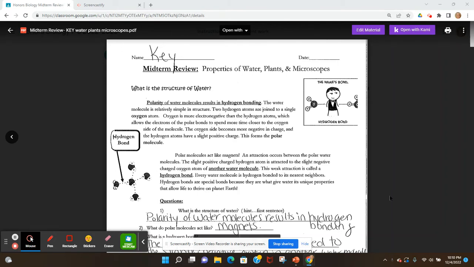The water molecule is relatively simple in structure. Two hydrogen atoms are joined to a single oxygen atom. Oxygen is more electronegative than the hydrogen atoms, which allows electrons of the polar bonds to spend more time closer to the oxygen side of the molecule. The oxygen side becomes more negative in charge, and the hydrogen atoms have a slight positive charge. This forms a polar molecule.